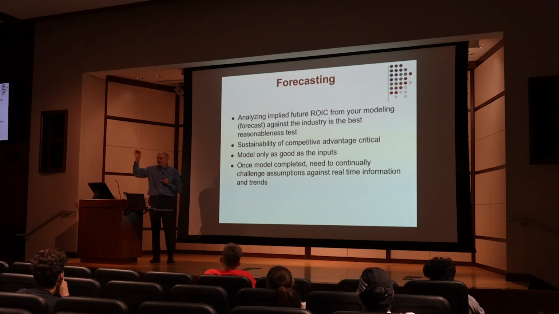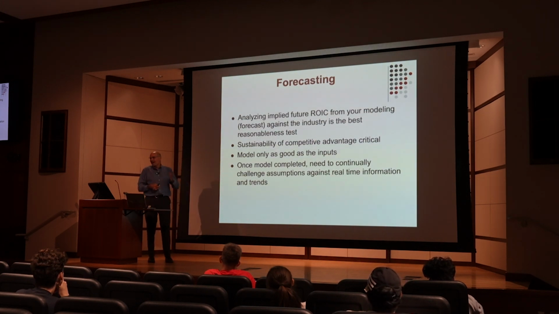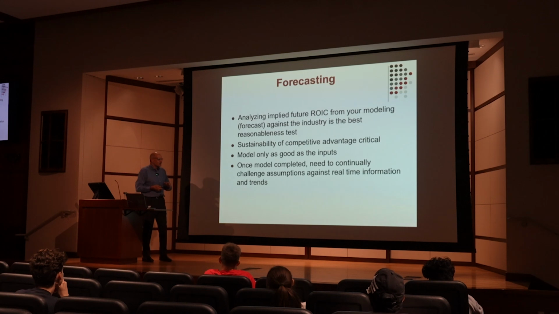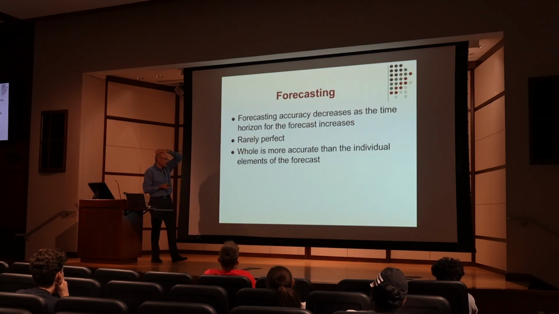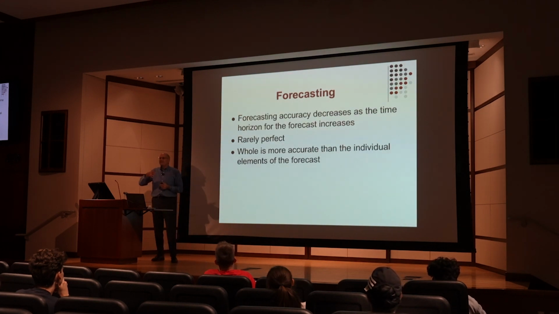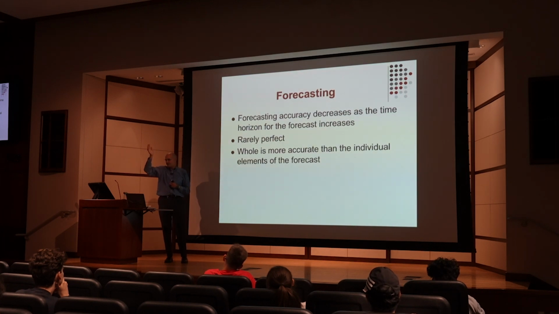Revenues, revenue growth, margins. That is what drives the accuracy of the model, not how many lines it has, et cetera. And once the model is completed, we need to continually challenge the assumptions against real-time information and trends. Forecasting accuracy decreases as the time horizon increases. For most companies, you shouldn't go out more than 2 years, unless it's a high growth stock, because the value of that forecast past 2 years is going to decline materially. The future is very hard to forecast.